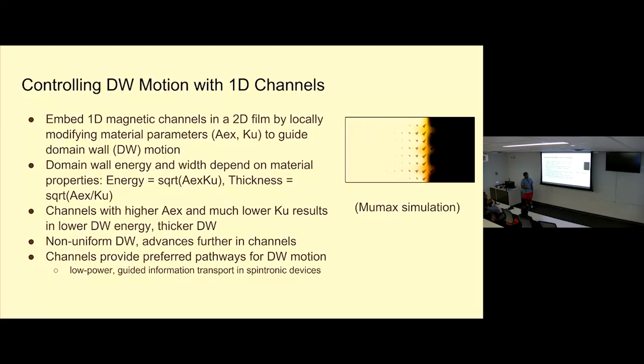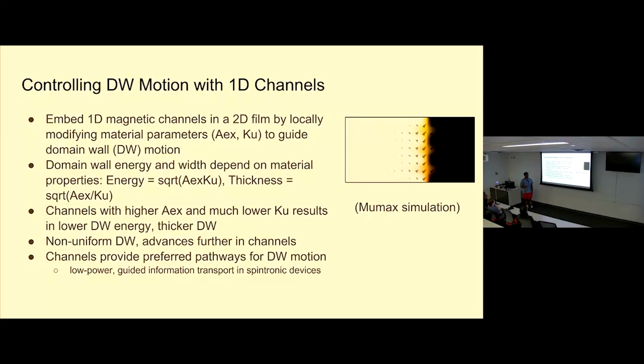So in the MuMax simulation, what I did was embed 1D magnetic channels in a 2D magnetic film by locally modifying parameters such as the exchange stiffness and the anisotropy to guide domain wall motion. As you can see in the picture, there are 3 tracks.